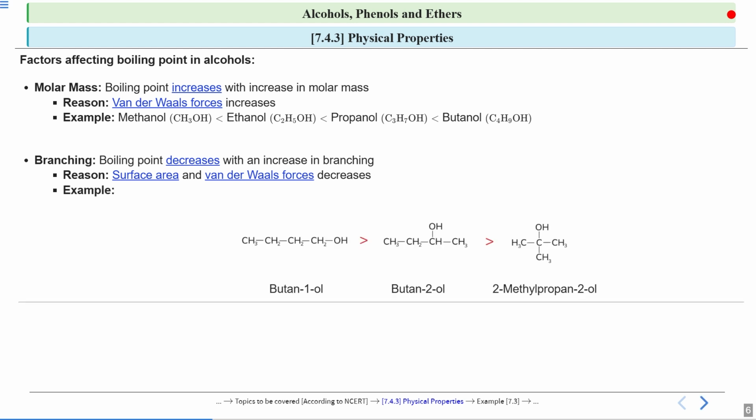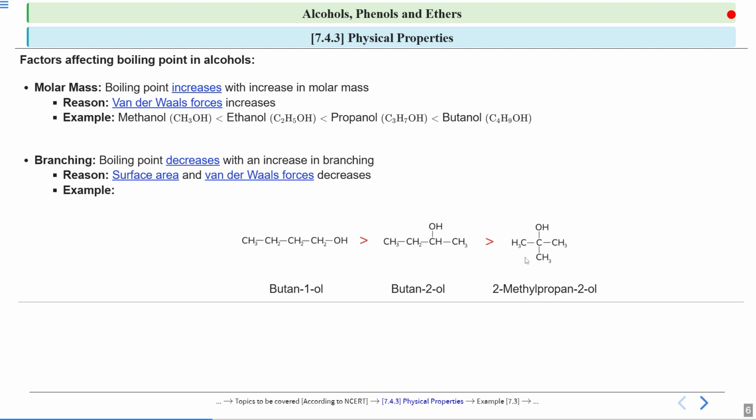Okay, so look at this example. You have butane 1-ol. I hope you all remember how we do the IUPAC nomenclature. In this compound, there are 4 carbon atoms, and at the first position your hydroxyl group is attached. So it is butane 1-ol. Now, look at this. That is butane 2-ol. If you see this, 1, 2, 3, 4, there are 4 carbon atoms, and on the second position you have a hydroxyl group. So this is butane 2-ol.